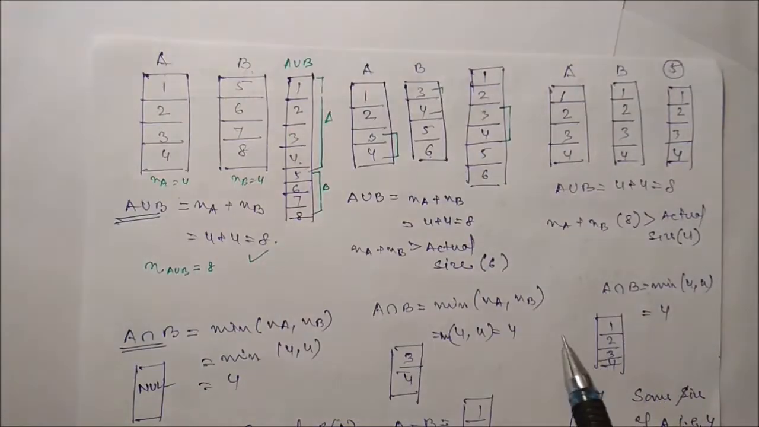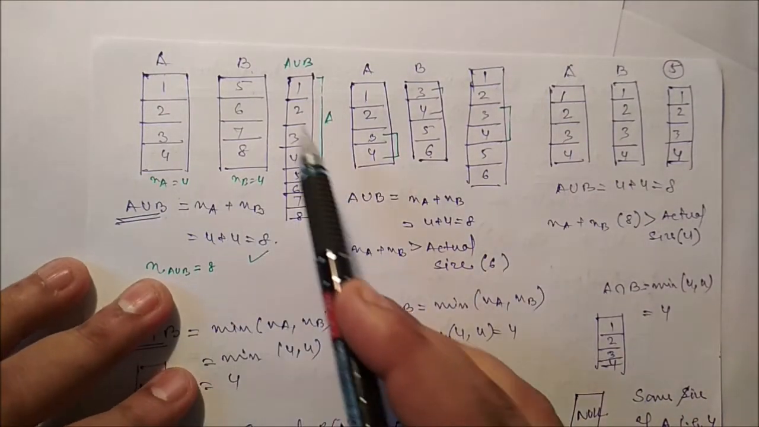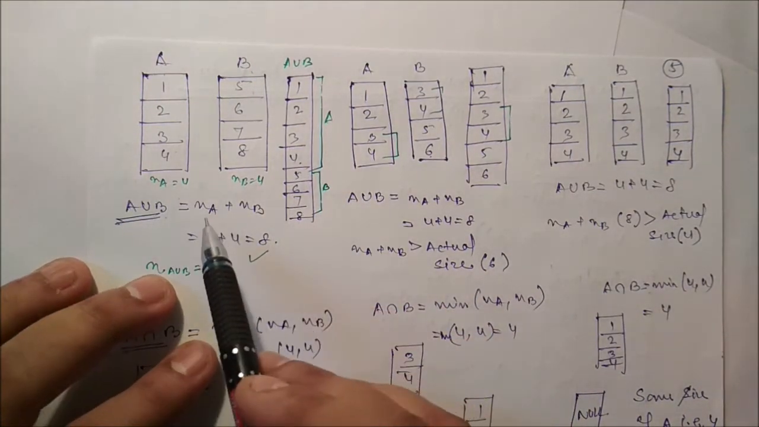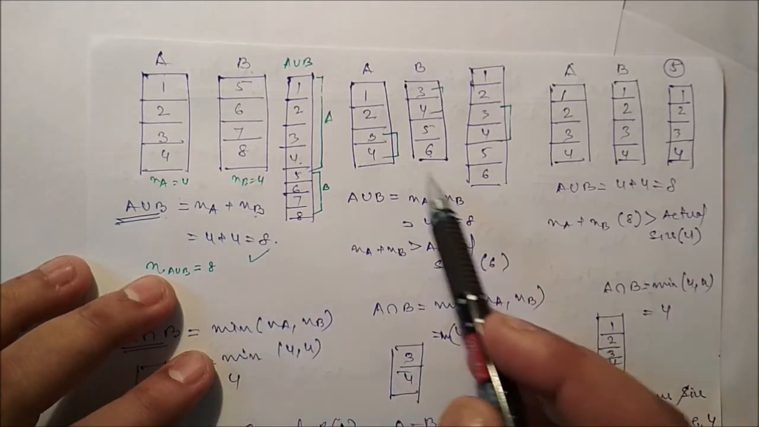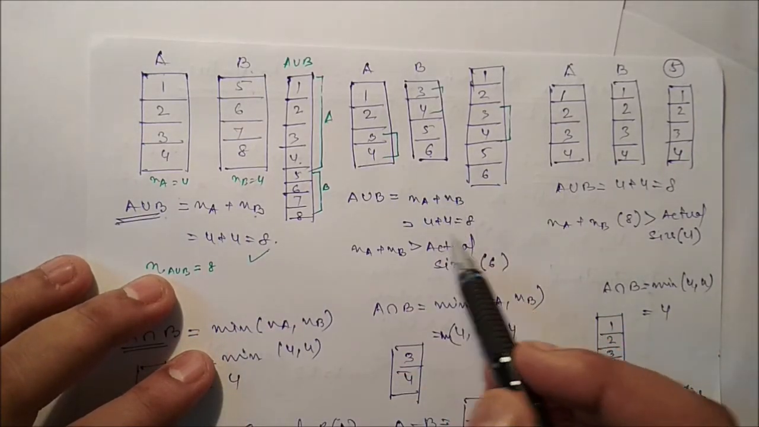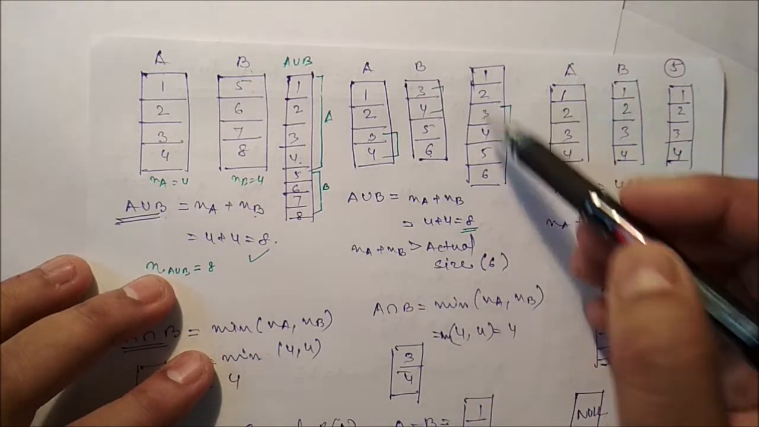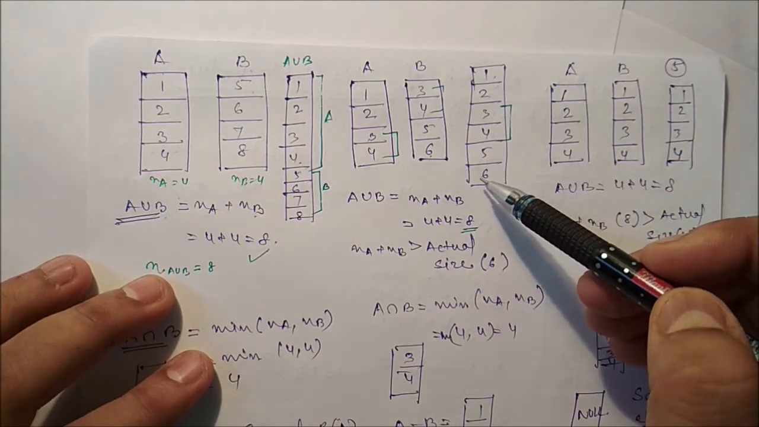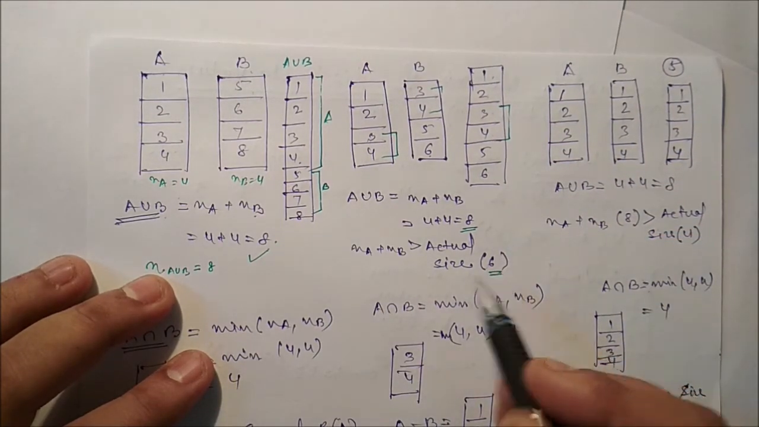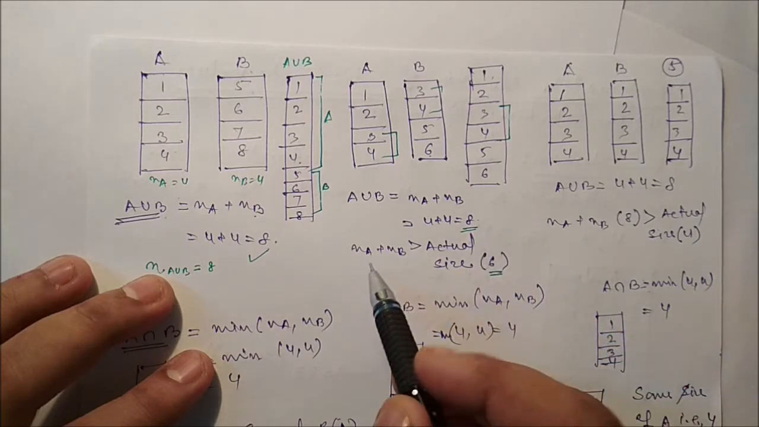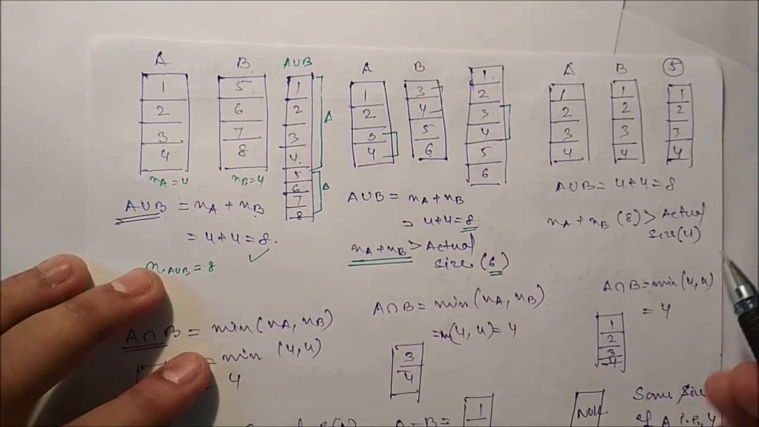So we have seen here, we apply the union operation. So we have to use NA plus NB, so it is 8. But actually how many records are there? 1, 2, 3, 4, 5, 6. So actually 6 is there, but we estimate it is 8. So definitely we use the upper bound every time, as we have just seen.